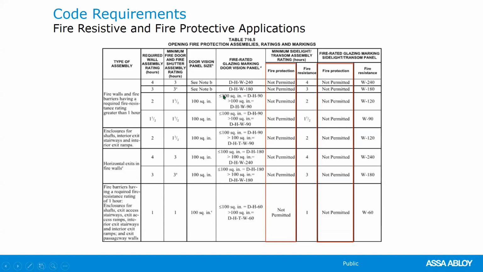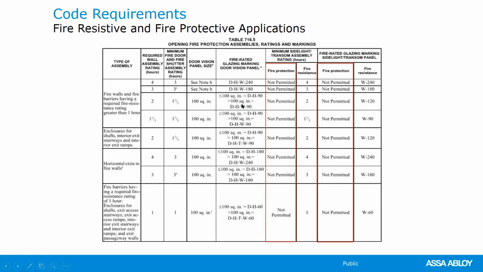If you come over to the next one for the fire rated glazing and marking, you'll notice, if you have less than 100 square inches, you have a D, an H, and a 90. And what that means is that D means that it is qualified for a door. The H, as previously indicated, has the hose stream. And then the 90-minute is obviously our hourly rating.